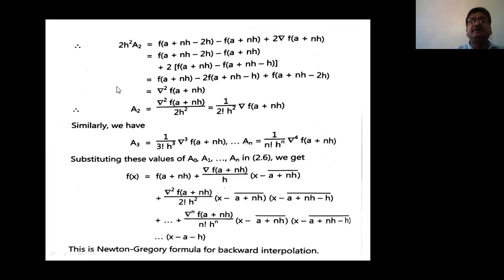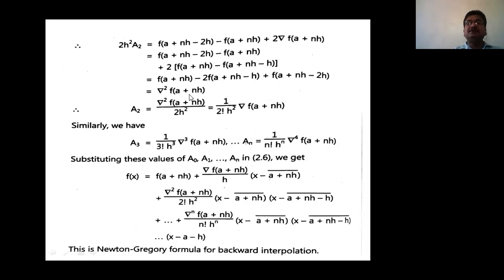So after simplification, we have 2h square a2 is equal to this. By substituting the values of a naught and a1, we have this. And then this del f of a plus nh is f of a plus nh minus f of a plus nh minus h. And this value f of a plus nh minus 2 times f of a plus nh minus h plus f of a plus nh minus 2h, the value of this quantity is del square f of a plus nh.